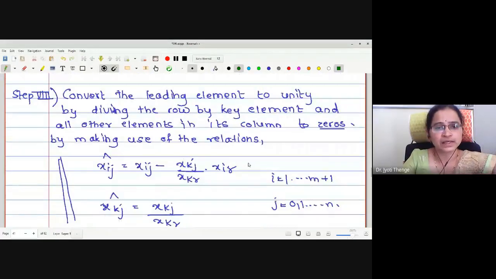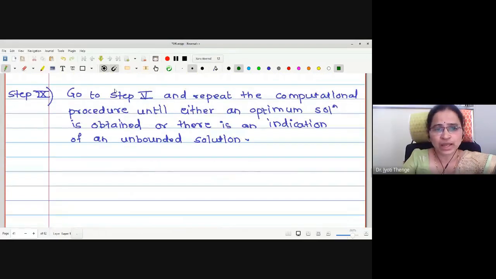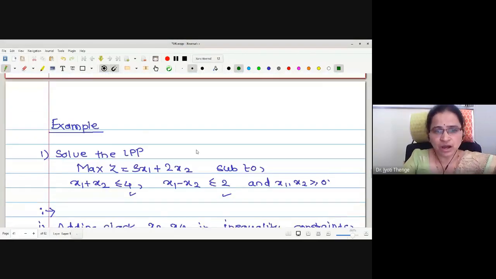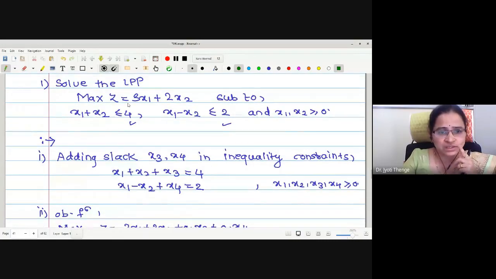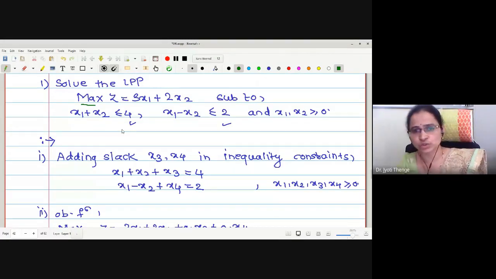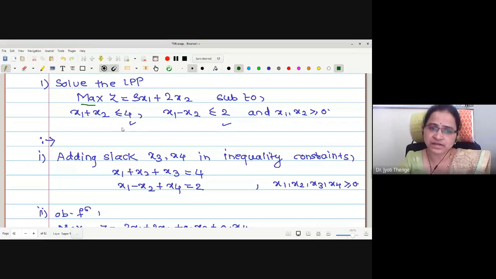The next and last step we follow is to convert the leading element to unity and all the remaining elements in that column to 0, then go to step 5 and repeat the computational procedure. Let us have a look at the example we have discussed. This is the example where the objective function is originally given in maximization form, therefore there is no need to change. If I observe the right hand side constants, they are 4 and 2, therefore there is no need to multiply by negative because those are non-negative already.